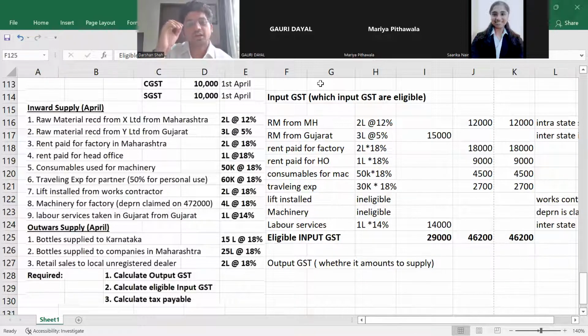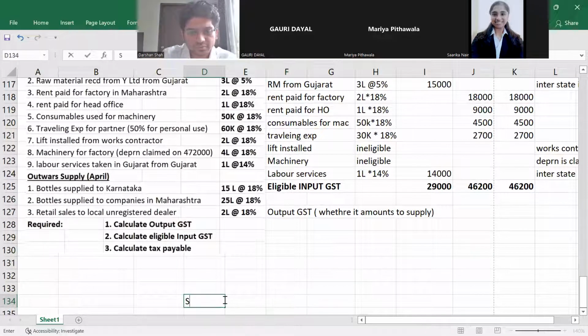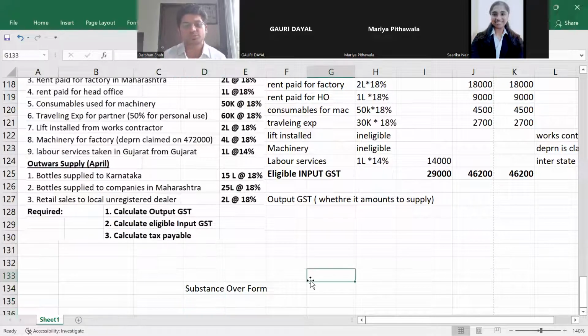And then the case law overrides the section, because we always take something called, you have studied this in accounts, what is this concept called? Substance over form. Right? Sometimes the decision of the court will override what is mentioned in the GST Act. But I don't think for BCom level you have that much depth, so you don't worry about this.